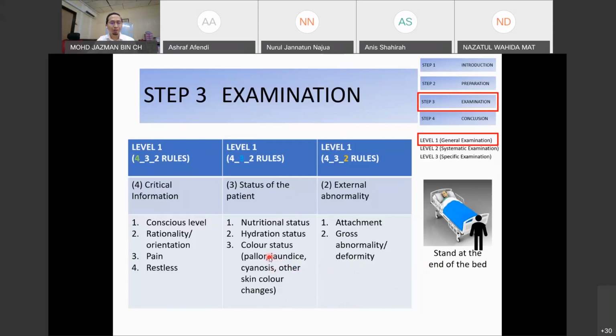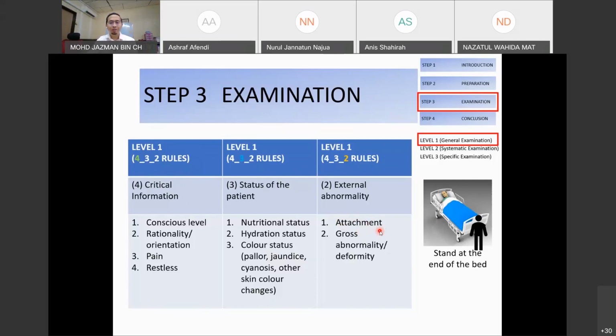Yes, you can do that, but this is how to train yourself to have some idea before you move in closer to check the patient. Okay, remember these 4-3-2 rules. About attachment: it is anything that is attached to the patient, such as branula, nasal prong, oxygen supplementation, continuous bladder drainage, anything that is attached to the patient.